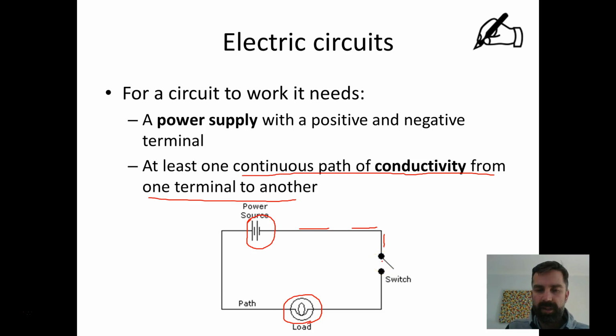Now all a switch does is it enables us a way to basically break the circuit. If the switch is open, there isn't a continuous path of conductivity, so the electric circuit doesn't work. But if we close the switch, then there is a continuous path, and so the circuit will light up.